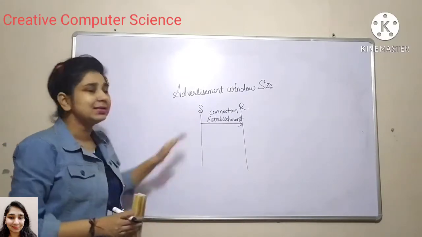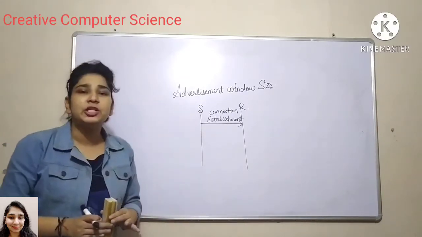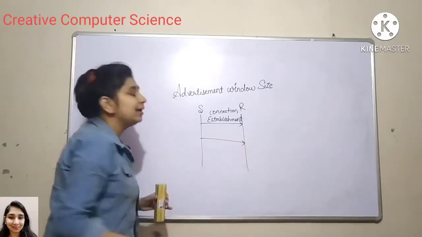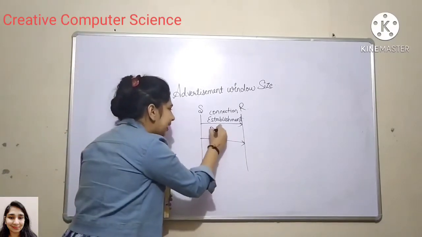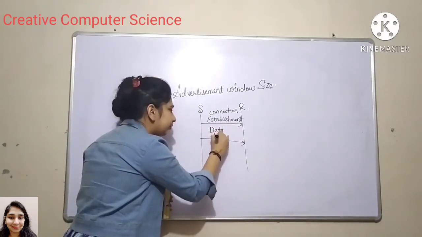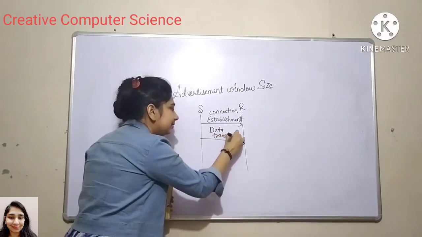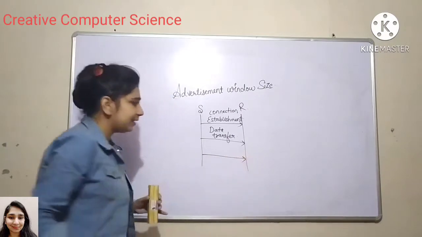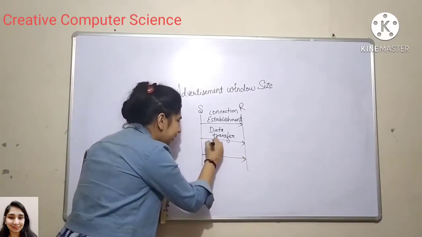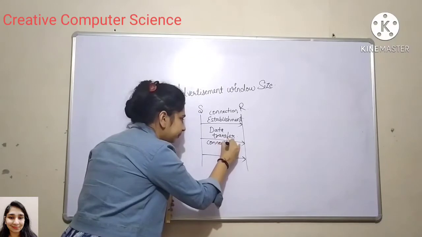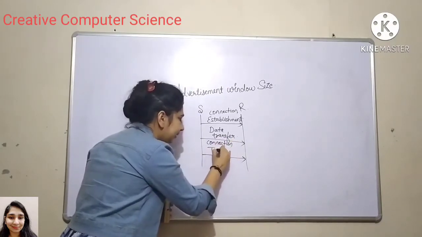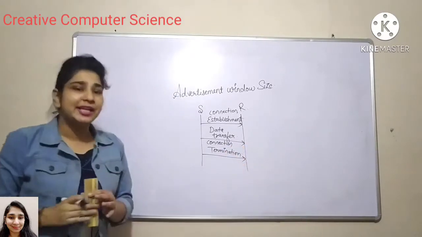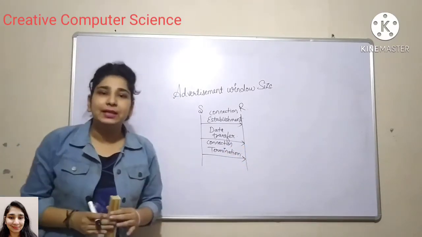So this is the first step: connection establishment. The second step is transferring your actual data, data transfer. And the third step is connection termination.